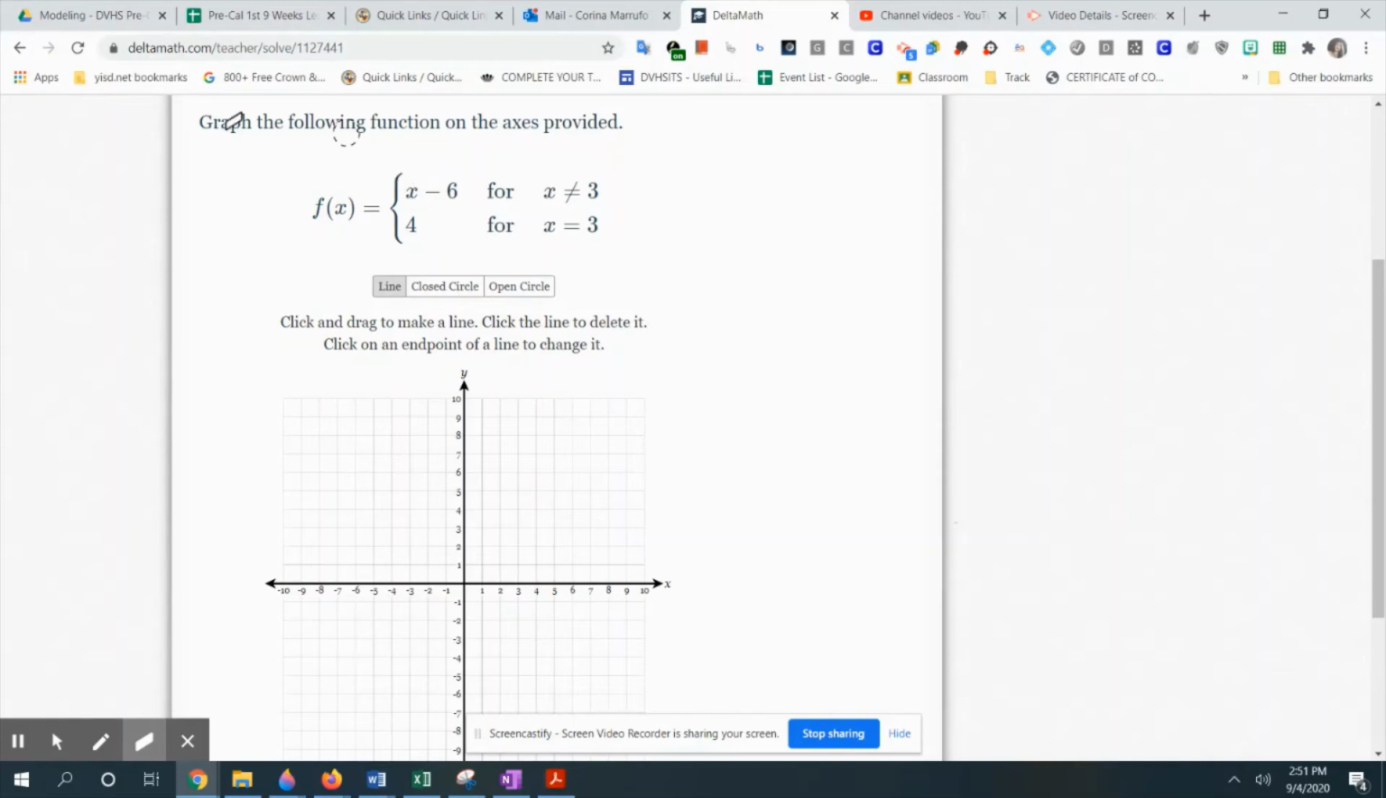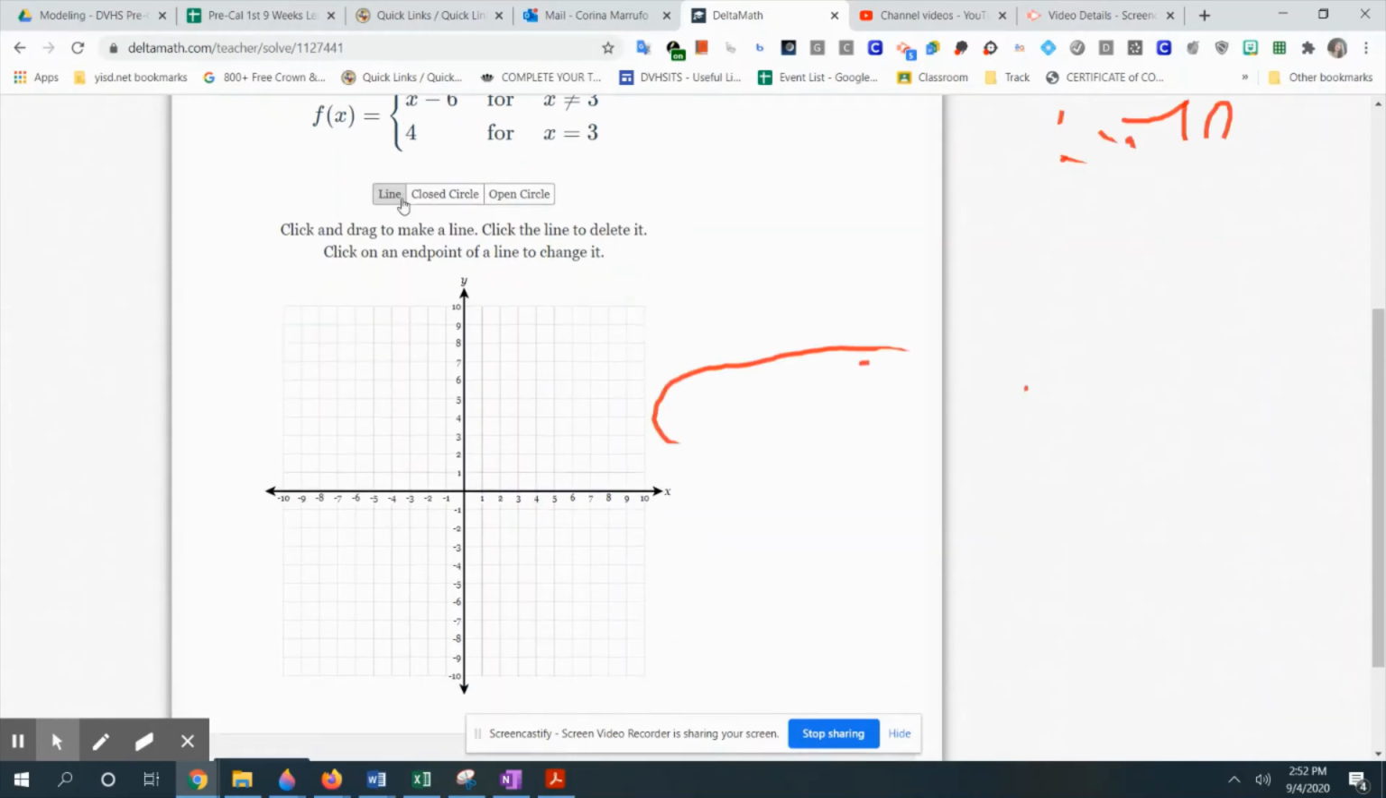So here we have two functions, and the first function is x minus 6, and it says x cannot equal 3. And then here it's 4 for x equals 3. So this is what we're going to do. We're going to graph x minus 6. So here our b is, I'm doing mx plus b, y equals mx plus b.